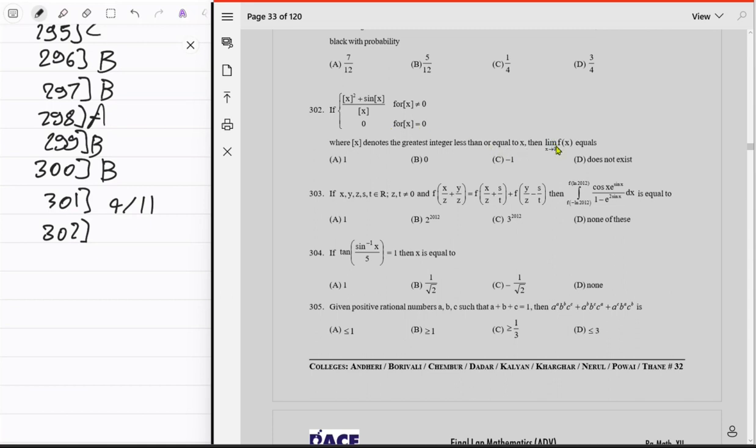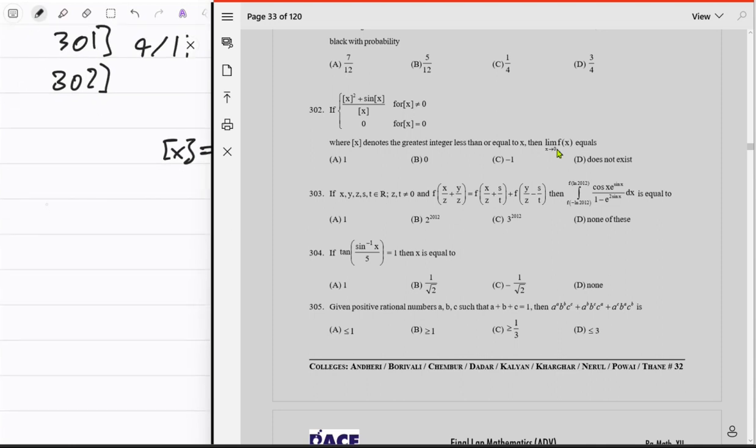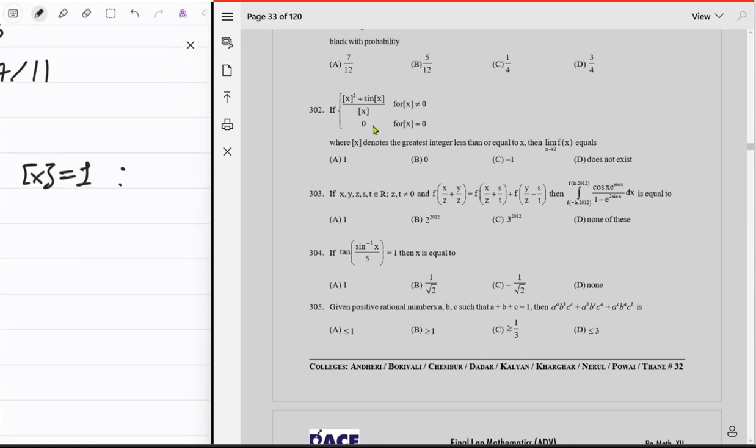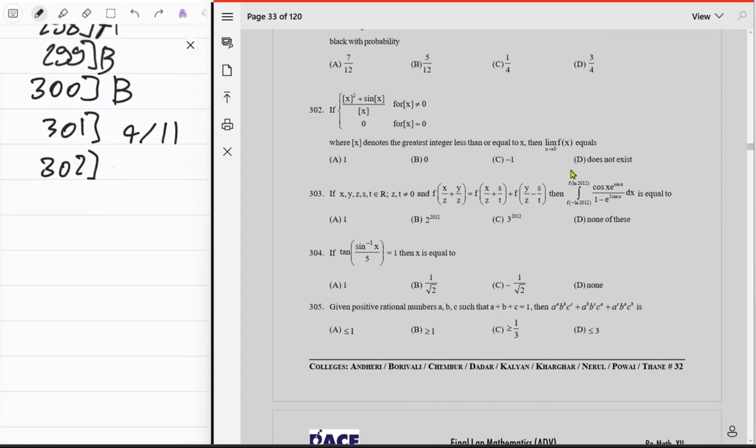Okay, then limit as x tends to 0 of f of x. If our floor x is 1, then f becomes 1 plus sine of it, it's not sine inverse, it's just sine. Now we need the limit as x tends to 0 of f of x. Taking x equal to 0 plus h, the floor becomes 0. And from the left, the floor of x is just -1. So -1 squared, 1 minus sine 1 upon -1, right? So the limit does not exist basically. That is the answer. Next question.